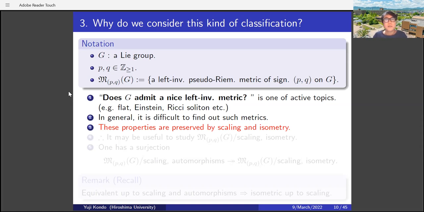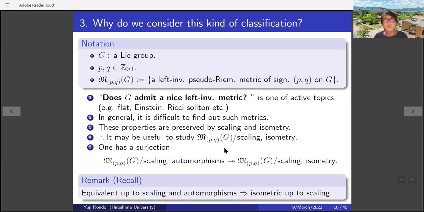So we can consider these kinds of curvature properties as properties of equivalence classes. I mean, we can expect that it may be useful to study the coset space MPQ(G) up to scaling and isometry. And in terms of this coset space, we have a natural surjection from MPQ(G) up to scaling and automorphisms to MPQ(G) up to scaling and isometry. This is from the remark I explained before.